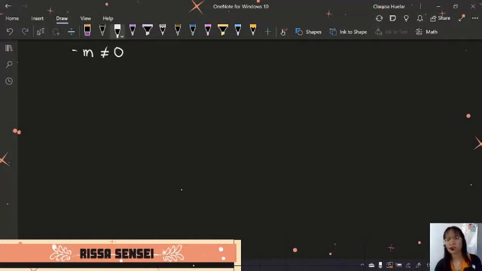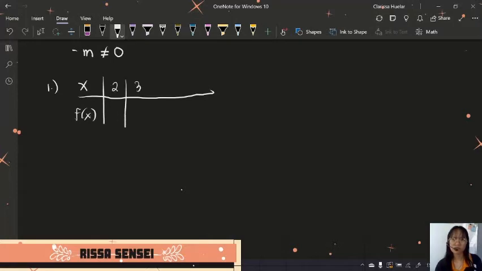So, paano nga ba natin malalaman kung yung set of ordered pairs ay pwedeng makapag-form ng isang linear function? For example, let's have here the values of x and the values of f of x, or the values of y. Let's say we have 2, 3, 5, and 0. Tapos, kung halimbawa, f of x, magiging 4, ito ay magiging 5, ito magiging 7, ito ay magiging 2.